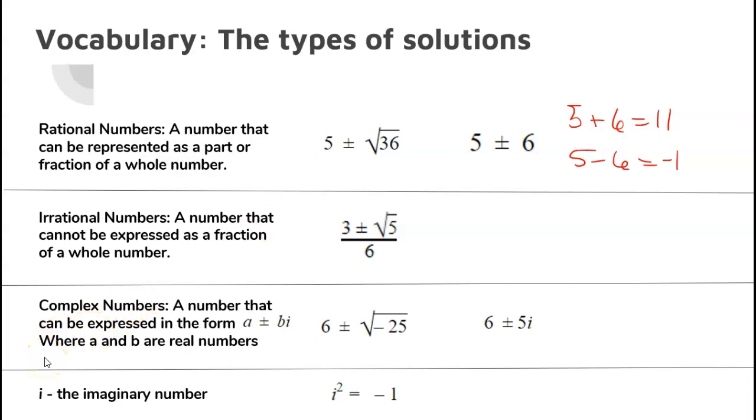The third solution is a complex solution that involves complex numbers. A complex number is a number that can be expressed in the form a plus or minus b times i, where a and b are real numbers. And what is i? Well, i is the imaginary number that fulfills the formula i squared is equal to negative 1, because there is not a real number that can be squared that equals negative 1.